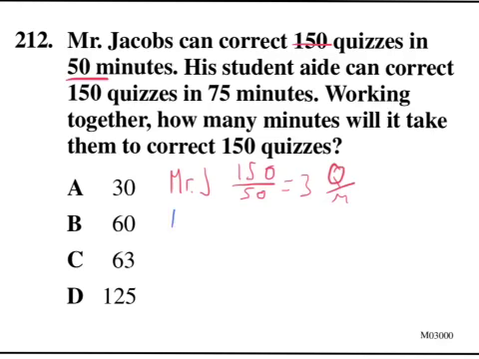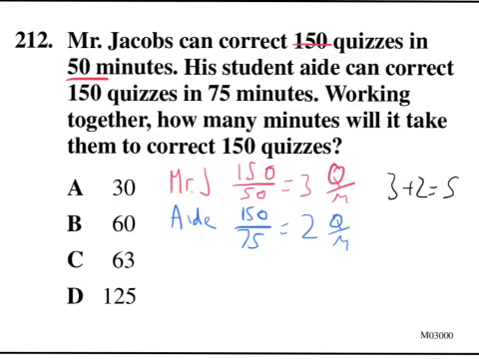His aide can do 150 in 75, so that would be how many? 2. Now if they work together, wouldn't it be 3 plus 2, which is 5? And we want to do 150 quizzes, so let's just look at each answer. If I did 30 minutes at 5 per minute, what's 30 times 5? Hey, it's 150. Is that the answer?